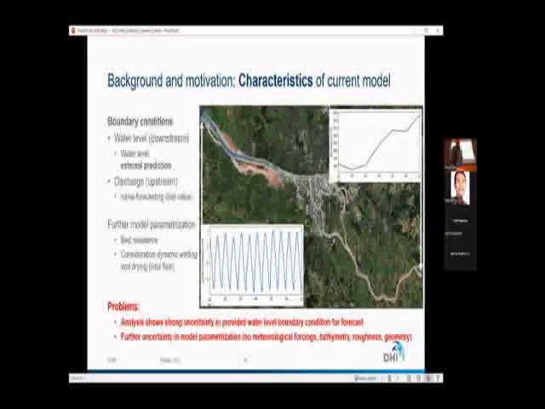The currently known problems in our analysis, and also the analysis of our client, show quite strong uncertainty in the externally provided water level boundary forecasts. And of course, we have further uncertainty in model parameterization. For instance, we do not include meteorological forcings right now. We just use a yearly average bathymetry, so the geometry of the river might, in fact, be subject to change throughout the course of one year. And of course, roughness and the overall geometry are also quite coarsely parameterized.